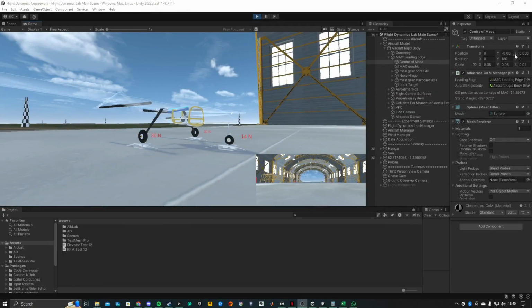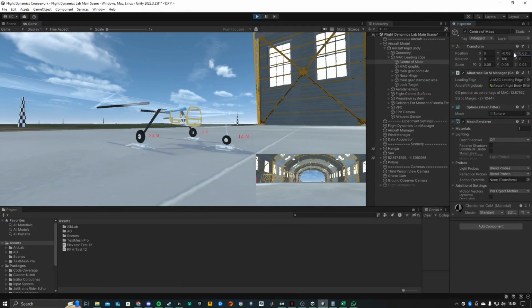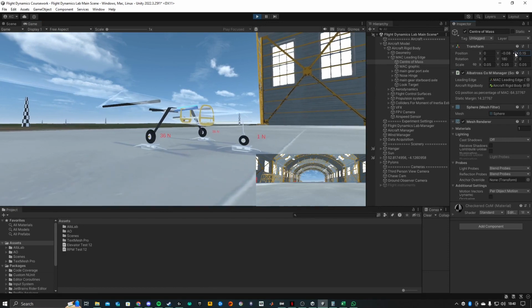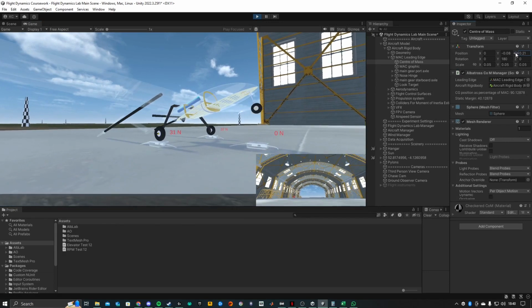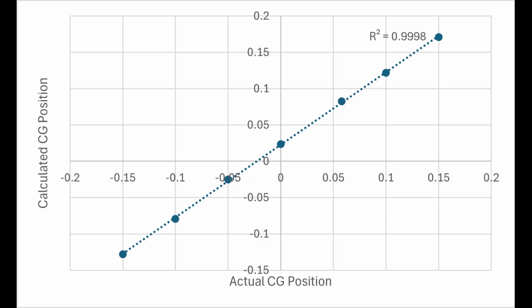To be able to place the centre of gravity of the Albatross, we must first have a method for obtaining said centre of gravity. This can be done by measuring the reactions at each landing gear and completing a summation of moments over different CGs. When compared to the actual CG location, this works reasonably well, with an r² value of 0.99.